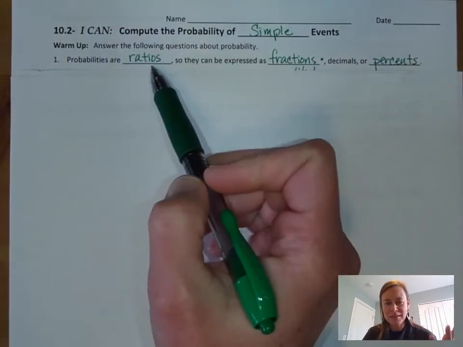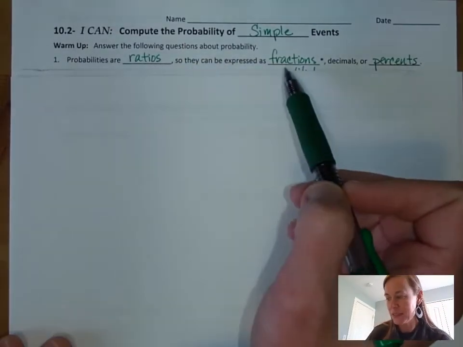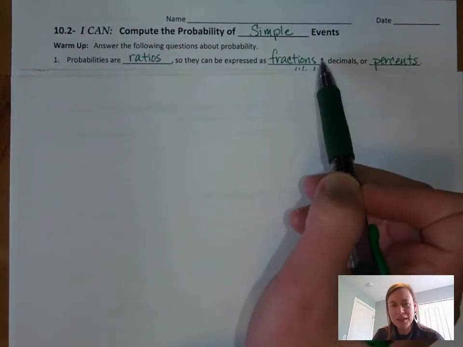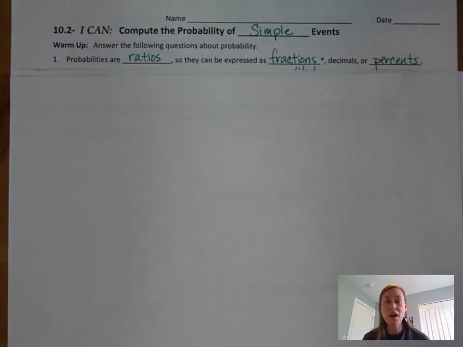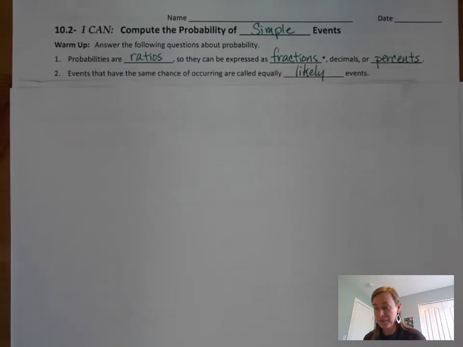Probabilities are what? They're ratios, right? Probabilities are ratios, so they can be expressed as fractions, decimals, or percents. And you see the little star beside fractions? That's just because that's the most common way we'll see them. Usually, we're going to be using fractions for these events.